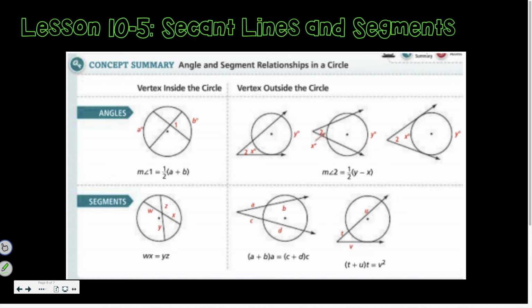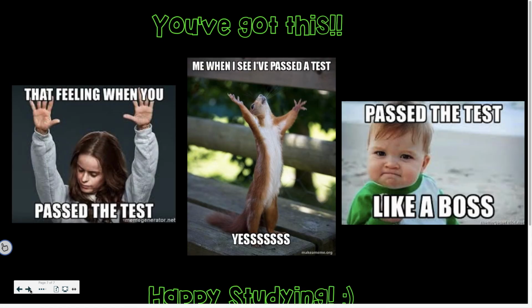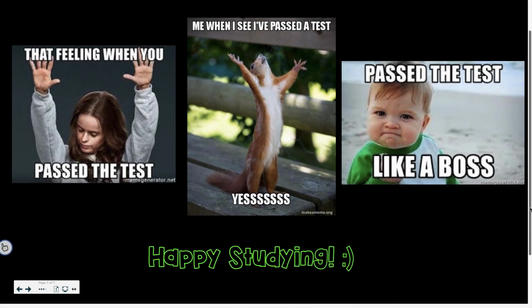So go back, make sure you know all of those formulas so that way this can be your reaction when you are done with your test. Okay? I think you all like to have that feeling. I like when you have that feeling. It's a win-win situation.